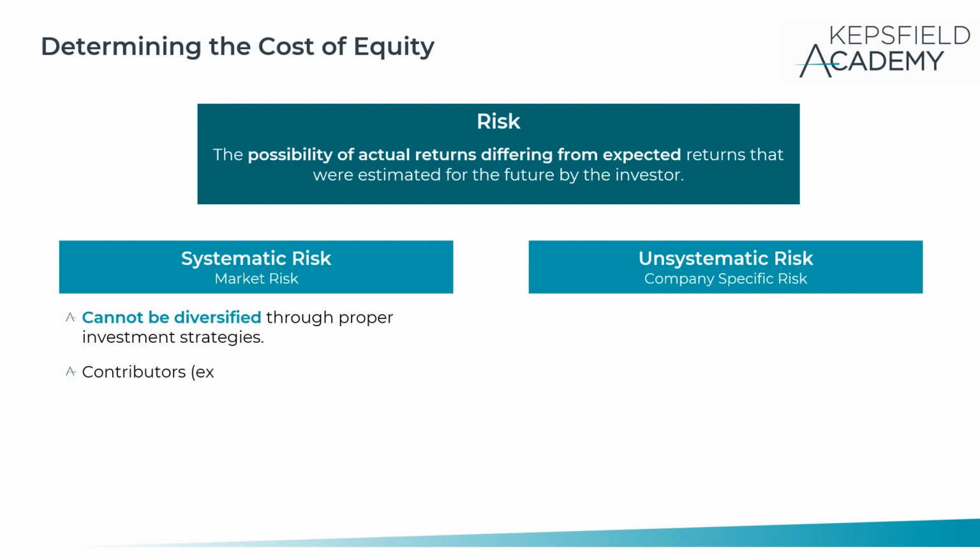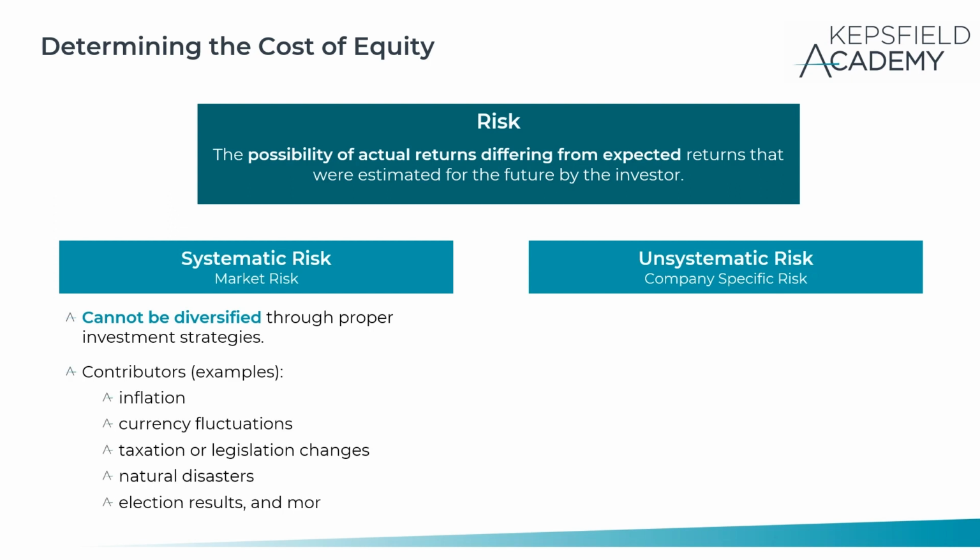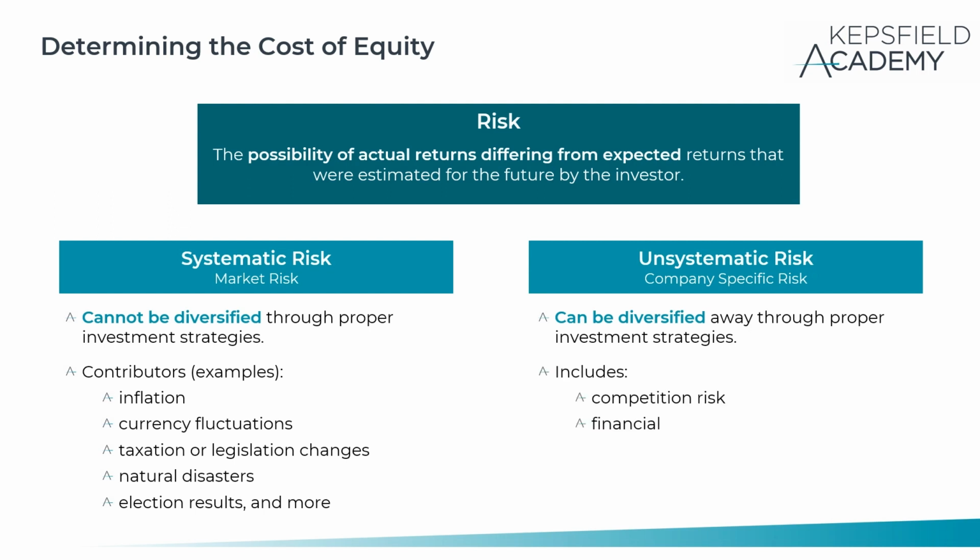Factors like inflation, currency fluctuations, taxation, or legislation changes, natural disasters, election results, and more contribute to systematic risk. On the other hand, unsystematic risk, also known as company-specific risk, can be diversified away through proper investment strategies. Unsystematic risks include competitive risk, financial risk, operational risk, and strategic risk.